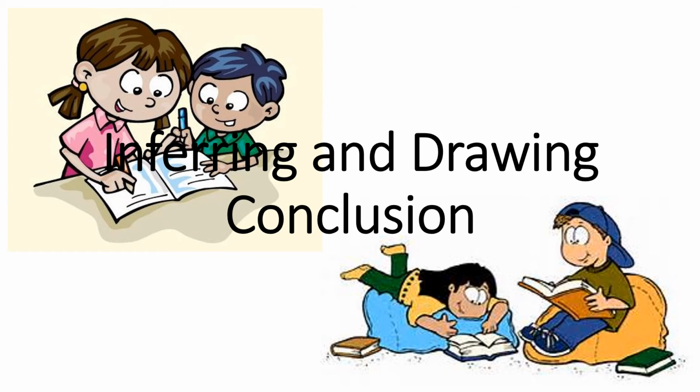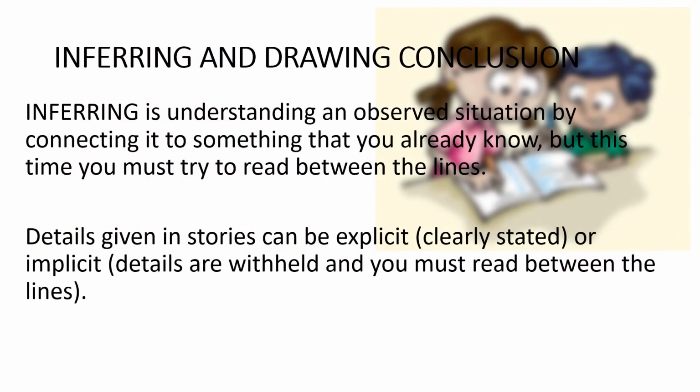Inferring and drawing conclusion. Inferring is understanding an observed situation by connecting it to something that we already know, but this time you must try to read between the lines. Details given in stories can be explicit, or those that are clearly stated, or implicit, or the details that are withheld and you must read between the lines. These implicit details are what we are looking for when we need to infer and draw conclusions.